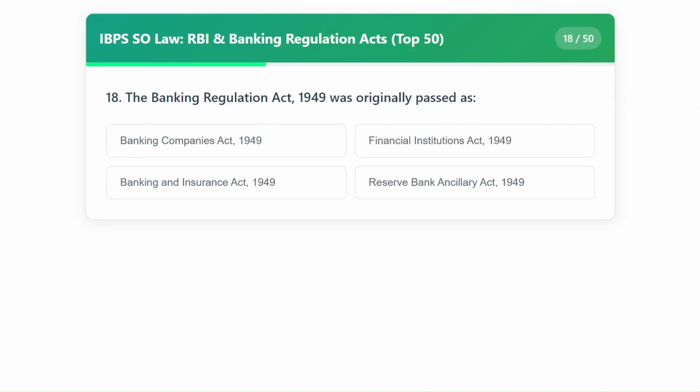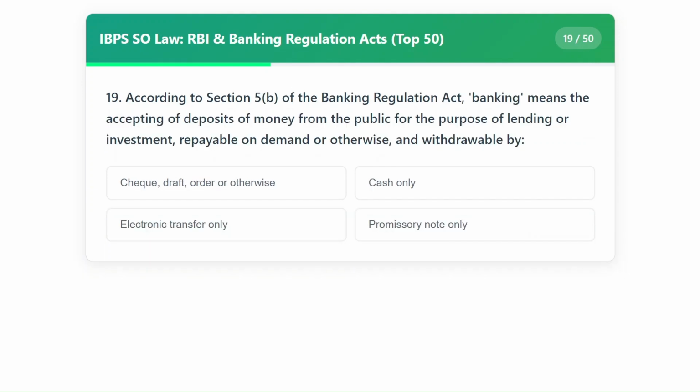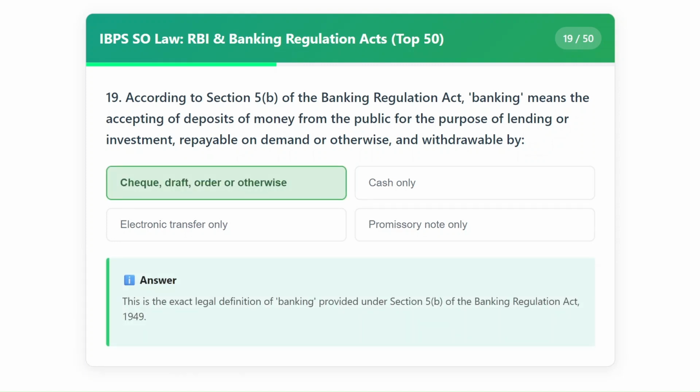The Banking Regulation Act 1949 was originally passed as the Banking Companies Act 1949. According to Section 5B of the Banking Regulation Act, banking means the accepting of deposits of money from the public for the purpose of lending or investment, repayable on demand or otherwise, and withdrawable by check, draft, order, or otherwise.